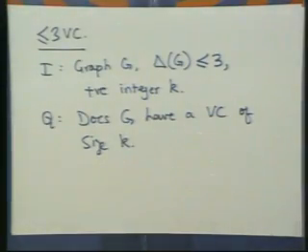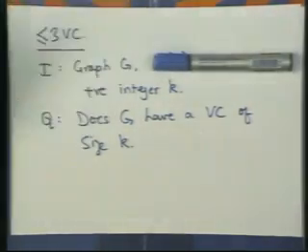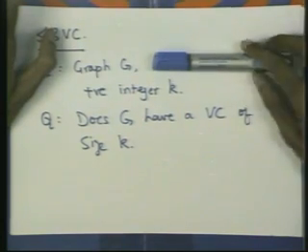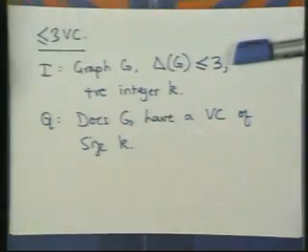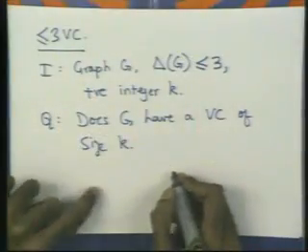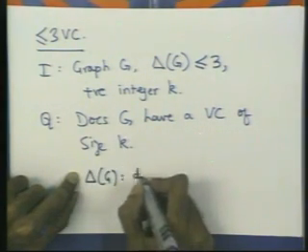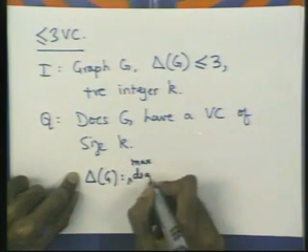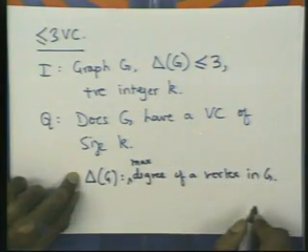If I omit this, just graph G and positive integer k, this is just vertex cover. I add this additional constraint to the input. The only inputs I can look at are graphs where the maximum vertex degree is 3. Delta of G is the maximum degree of a vertex in G. So look at the degrees of vertices in the graph, and delta is the maximum. So the maximum degree I want is 3.